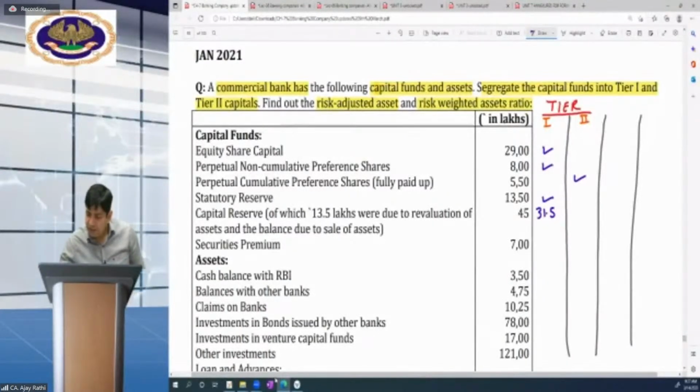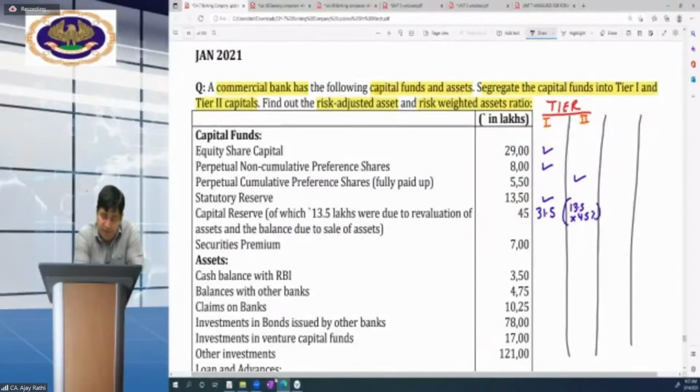Now come to 13.5, that is the revaluation reserve. How much is the amount to be considered in tier 2? Remember, revaluation reserve is part of tier 2, but up to a certain percentage. So 13.5 multiplied by 45%. That is how much? 6. I am writing here completely: 13.5 multiplied by 45% will be considered in tier 2. Very, very easy.